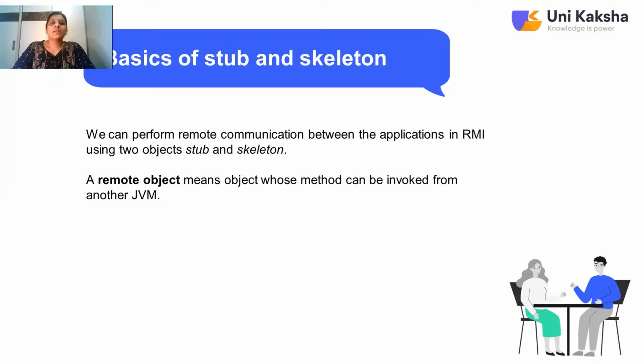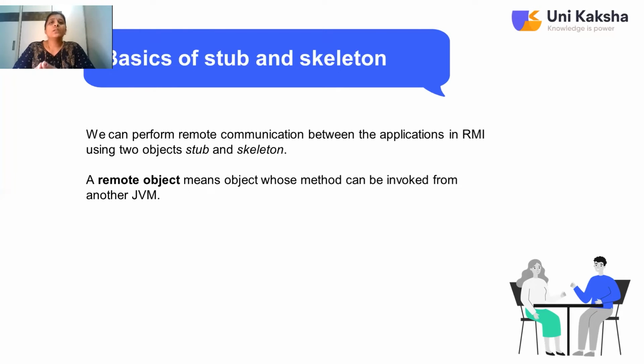Now, the next thing is what exactly the stub and skeleton are. I just told you that RMI is a mechanism which allows objects from one JVM to communicate with the objects of another JVM. So here we require two kinds of objects to perform such communication. The first object is the stub and the second object is the skeleton. One object we require for communicating at the client side and one object for communicating at the server side.